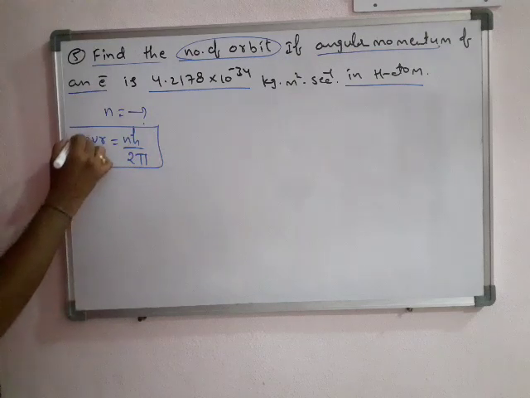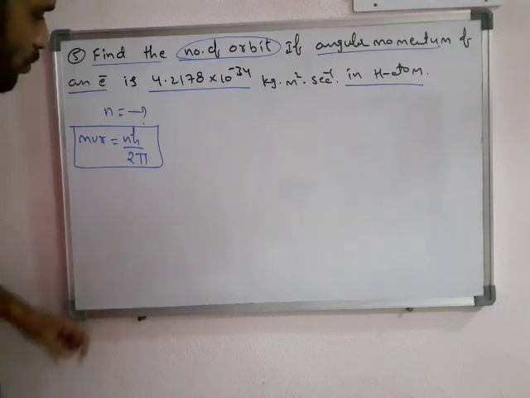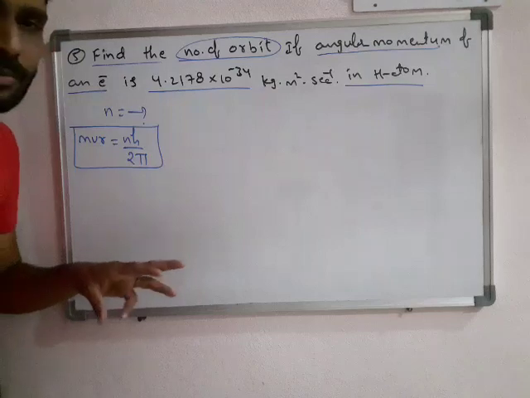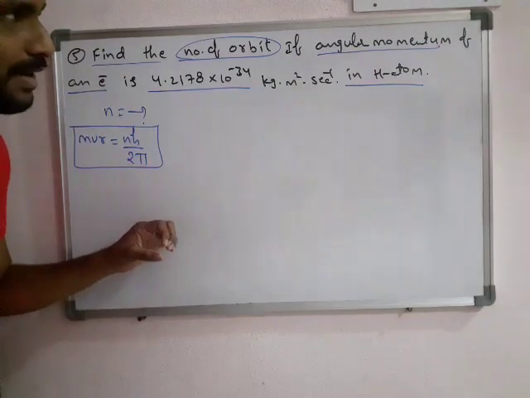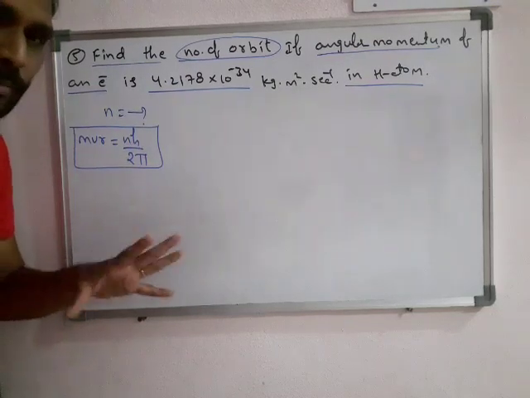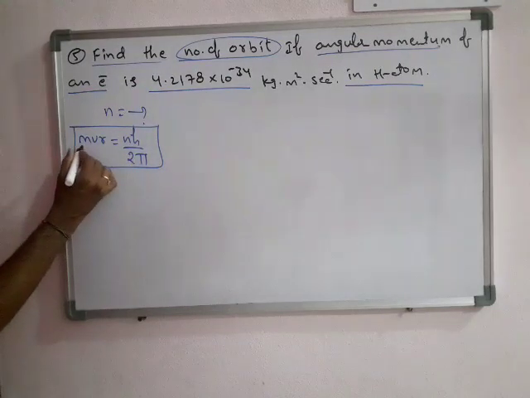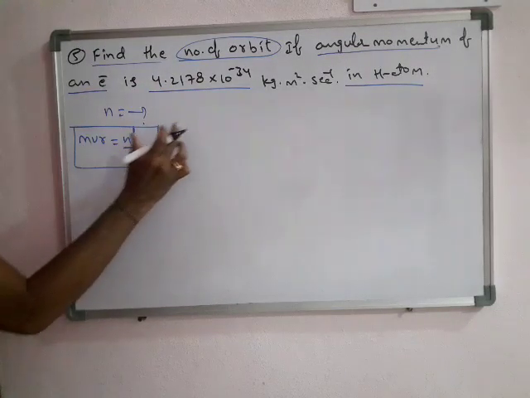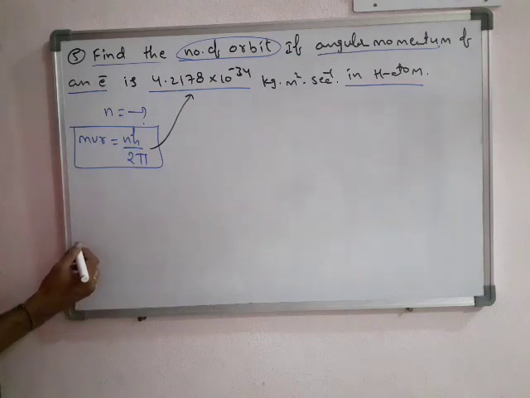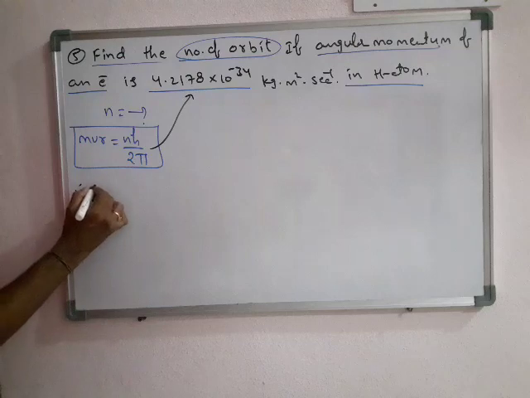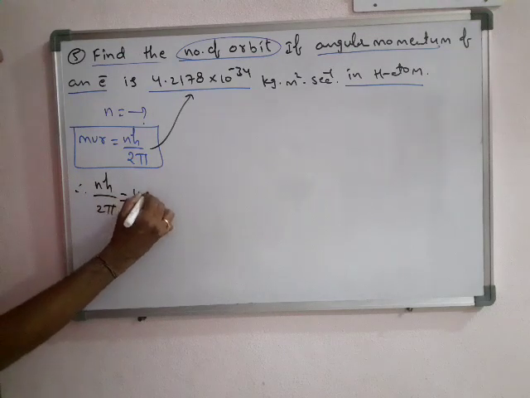This is one important expression in Bohr's atomic model, which is known as quantization of angular momentum of electron. Quantization of angular momentum of electron is first given in Bohr's atomic model. Means here mvr is equal to nh by 2 pi. So here its value is given as 4.2178 into 10 power minus 34. So therefore we can write nh by 2 pi is given as this value.